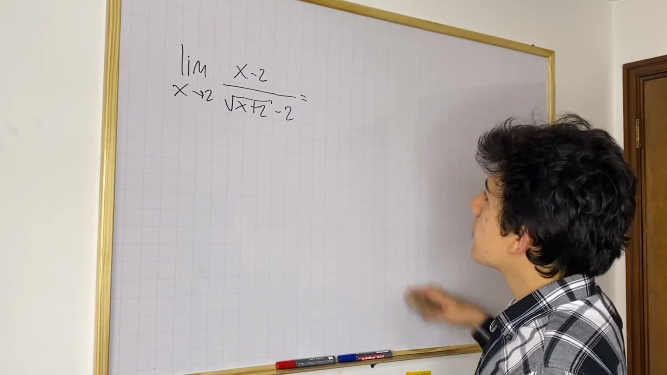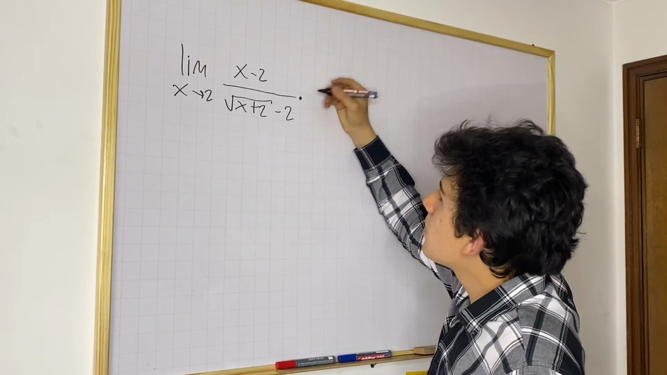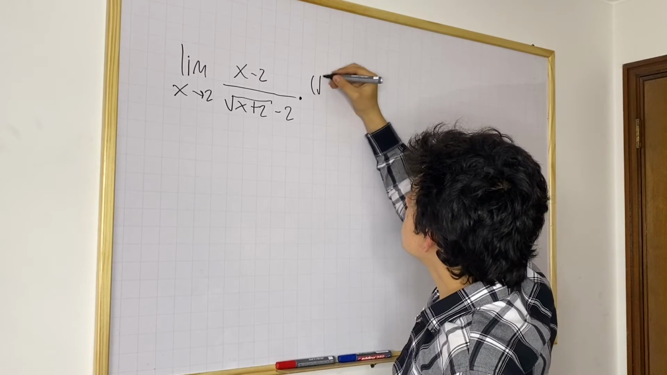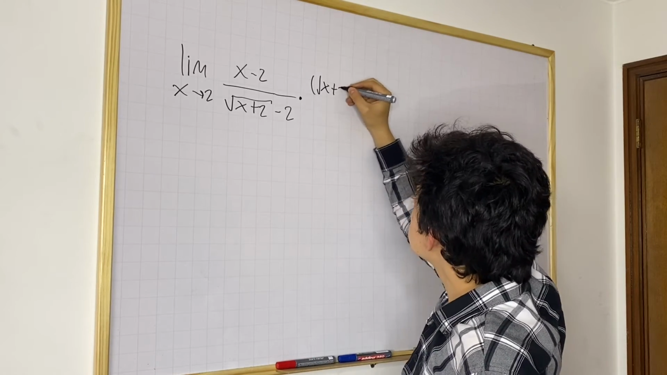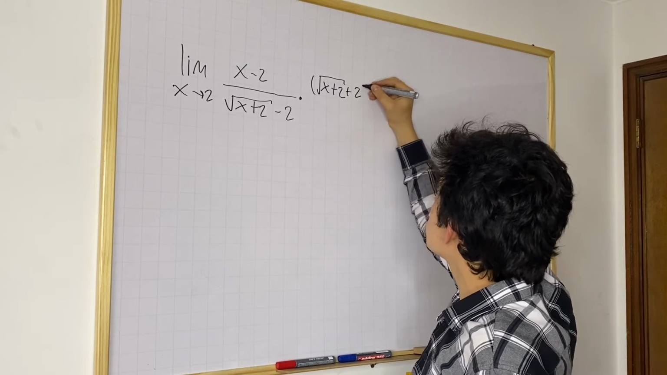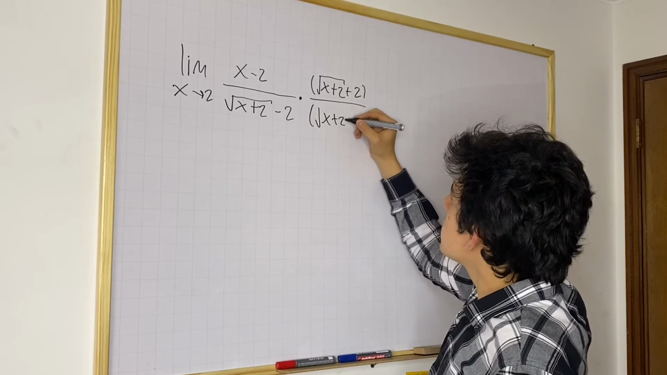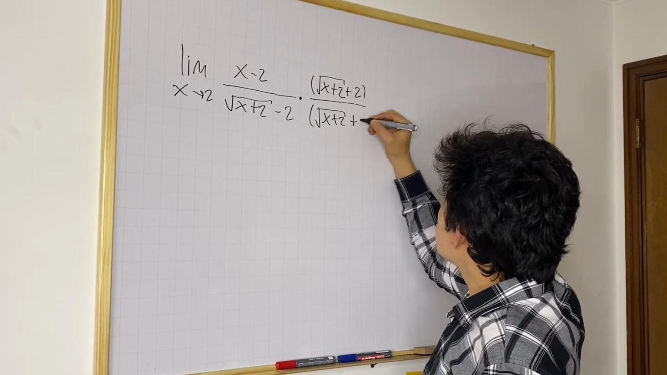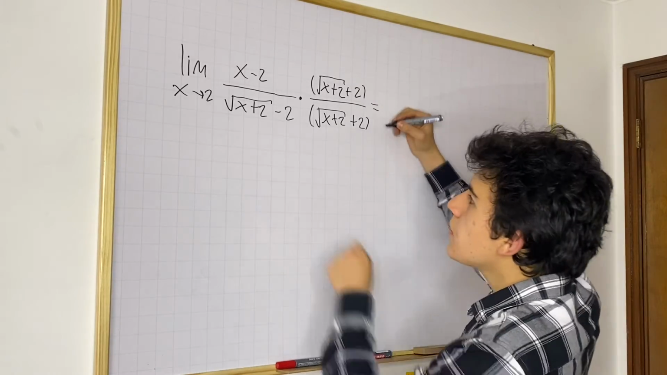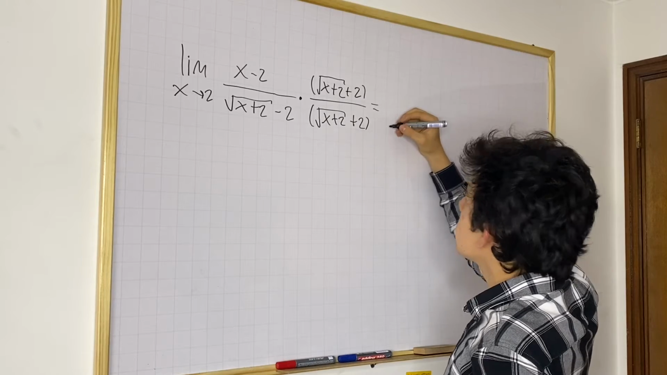So what we're going to do is multiply by the conjugate on the top and in the bottom. The conjugate of this would be square root of x plus 2 plus 2, once again remember to switch the sign, over square root of x plus 2 plus 2. And now we need to FOIL the bottom. So we know the two square roots cancel out. And let me write the bottom first.